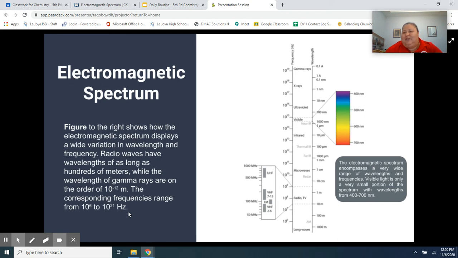That's crazy. The electromagnetic spectrum encompasses a very wide range of wavelengths and frequency. Visible light is a very small portion of the spectrum with wavelengths from 400 to 700 nanometers. Okay? 400 to 700 nanometers. So, the one thing that I want you to remember from this slide is when you have long waves, frequency is low. Anytime you have short waves, frequency is going to be high. Okay?